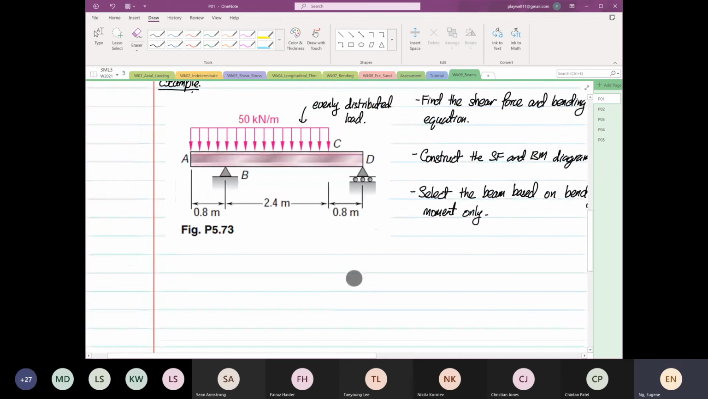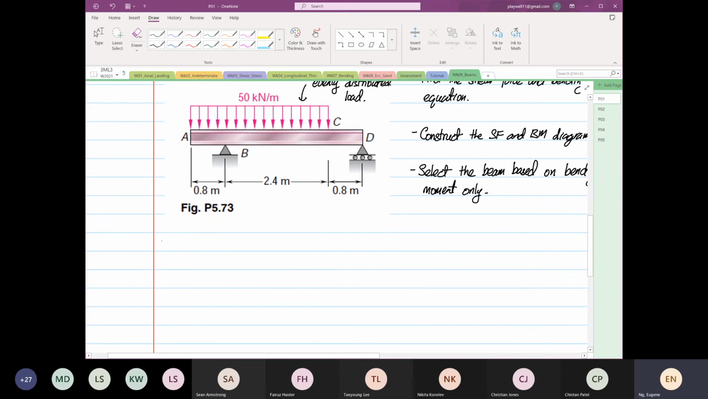So the first thing we're going to do is find the reactions at point B and point D. I'm going to highlight this. This is number 1, step number 1, what you should be doing.